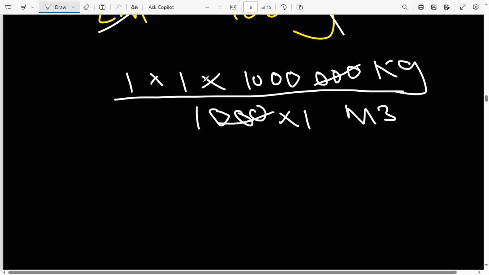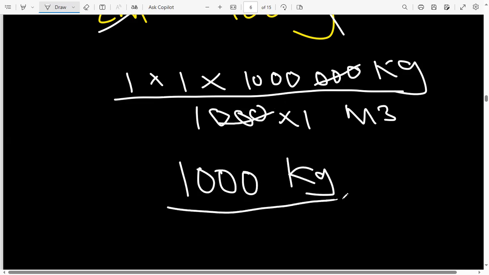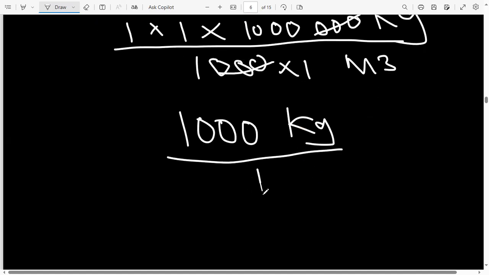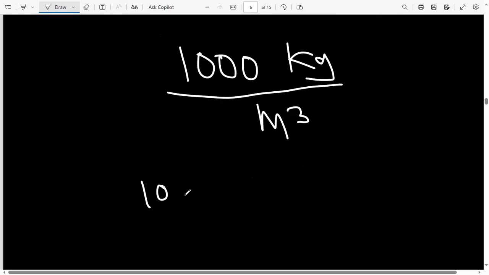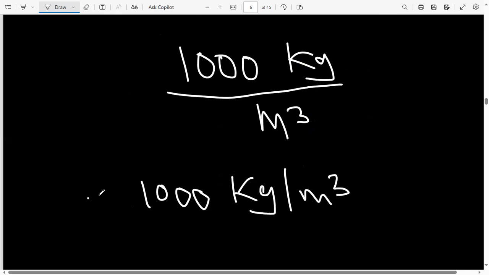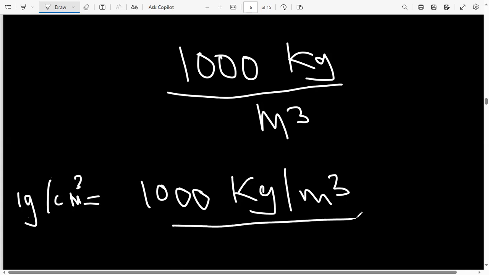So what do I remain with on top here? 1 multiplied by 1 multiplied by 1,000. So I'm going to remain with 1,000 kilogram. And then I'm dividing all this by 1 multiplied by cubic meter. So I can write just cubic meter. And we see that this here is the same as 1,000 kgs per meter cubic. So we have converted that 1 gram per centimeter cubic to this.